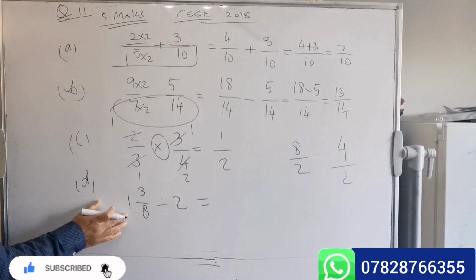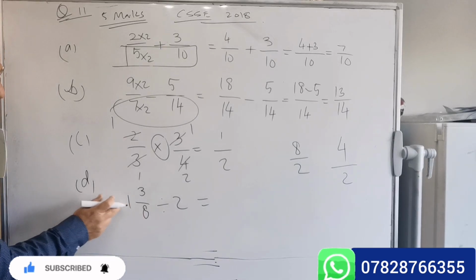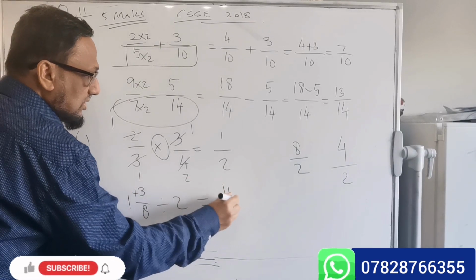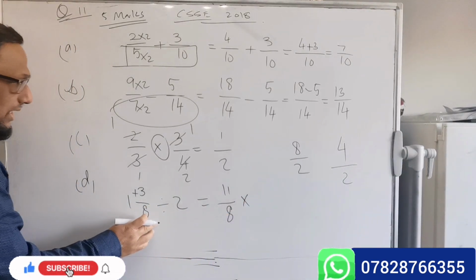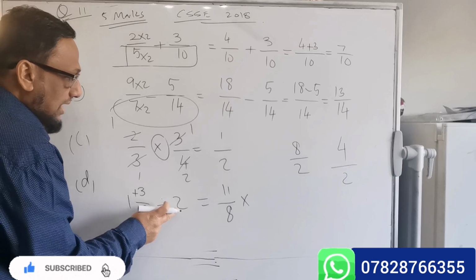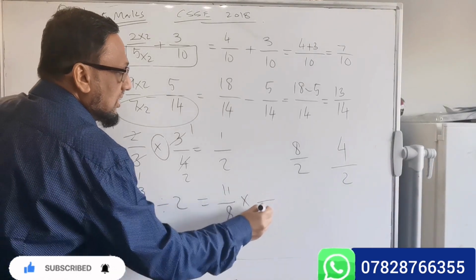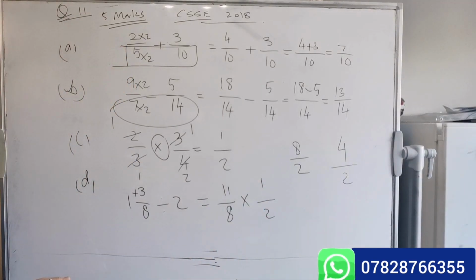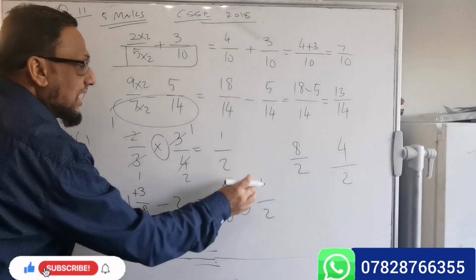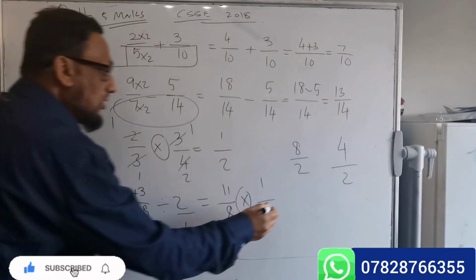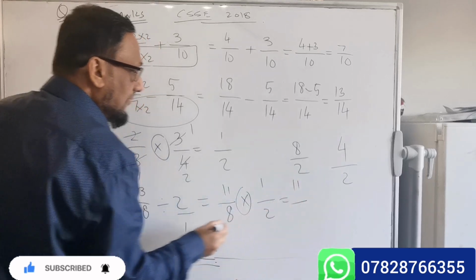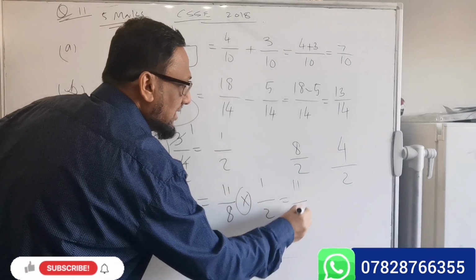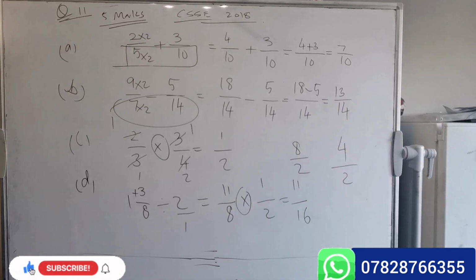Now look at how to solve this. 8 times 1 is 8 plus 3, which is 11. So 11 over 8. The divide sign is going to be changed to times, and now this 2 as a numerator is going to be the denominator. You need to flip the fraction. This 2 is 2 over 1, so you change the sign to times and flip the fraction. Now 11 times 1 is 11, and 8 times 2 is 16. So this is your final answer.